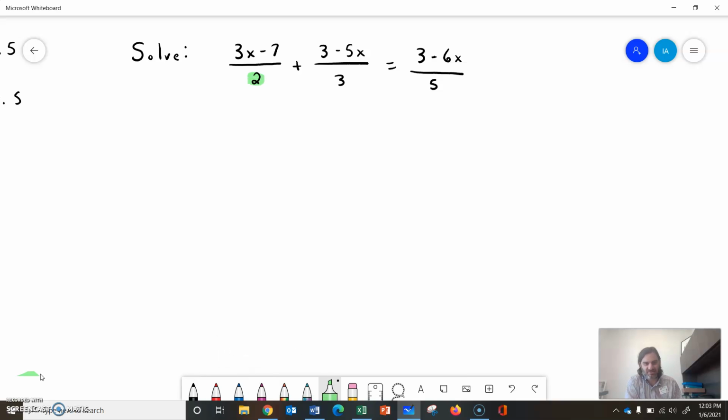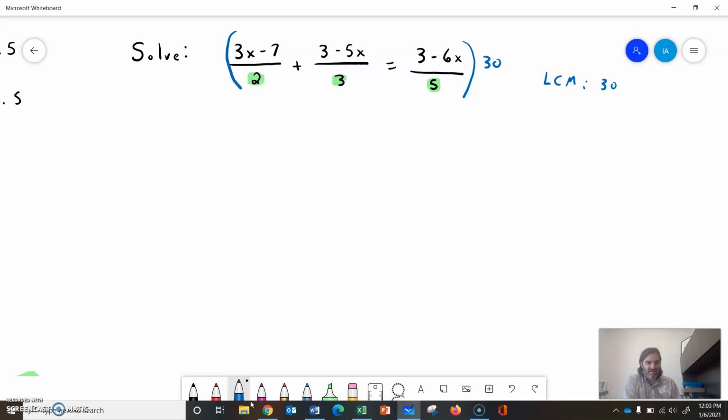which the denominators here are 2, 3, and 5. So we need a number that 2, 3, and 5 all go into. And the least common multiple of 2, 3, and 5 is 30. So we're going to take this thing and multiply everything by 30.